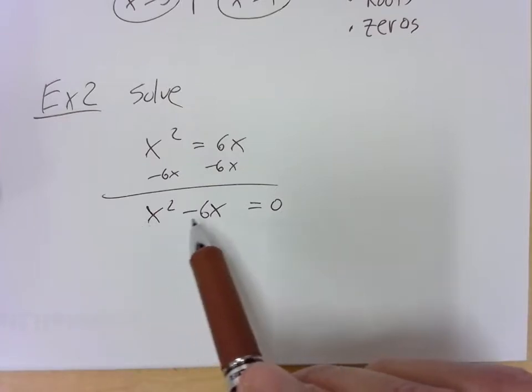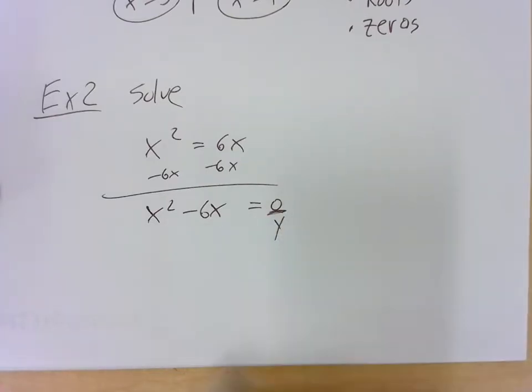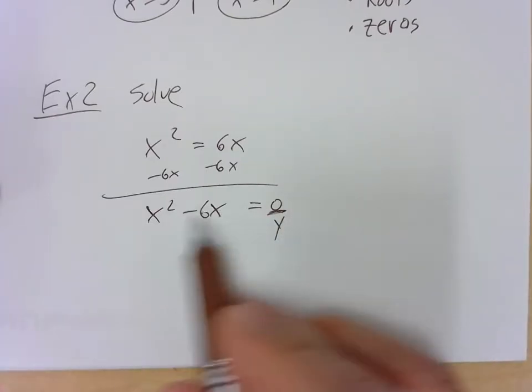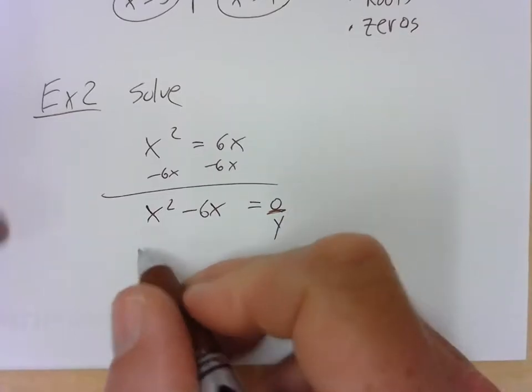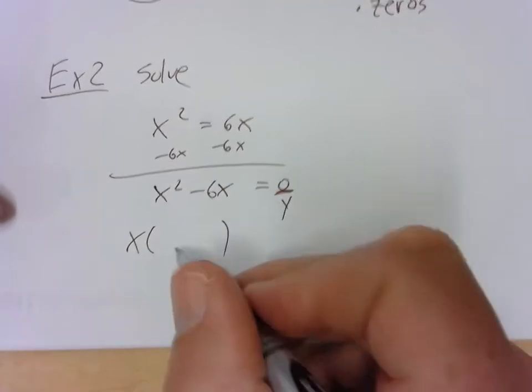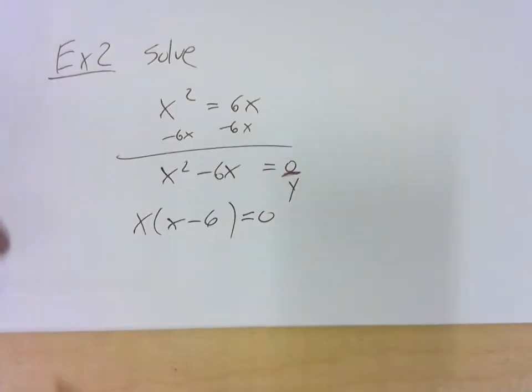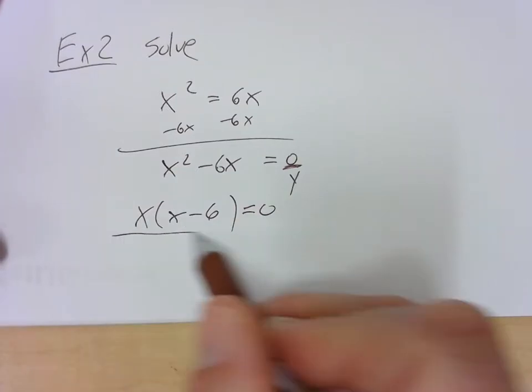Ax squared plus bx, c is 0, equals 0. So I want to know where y is 0, right? The output of the function is 0. So what numbers here make the function 0? Well, I can find those out by factoring. This kind of factoring is taking out the common factor. And then we do the zero product property.